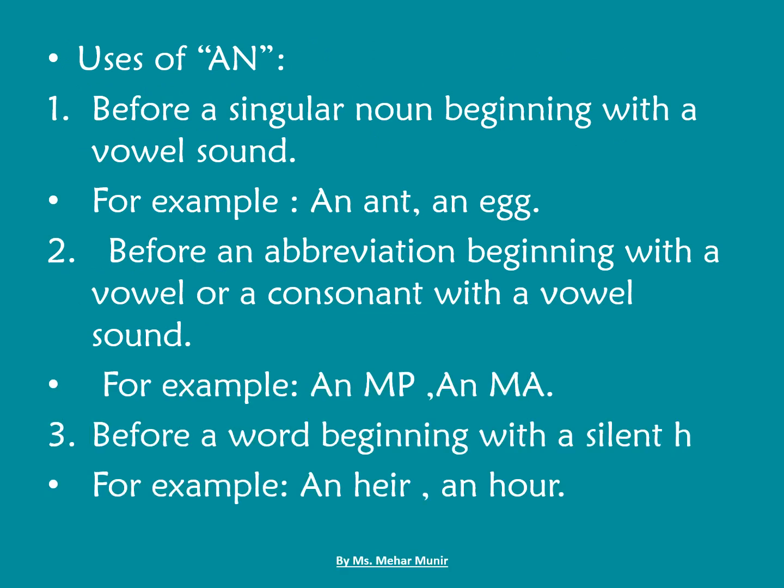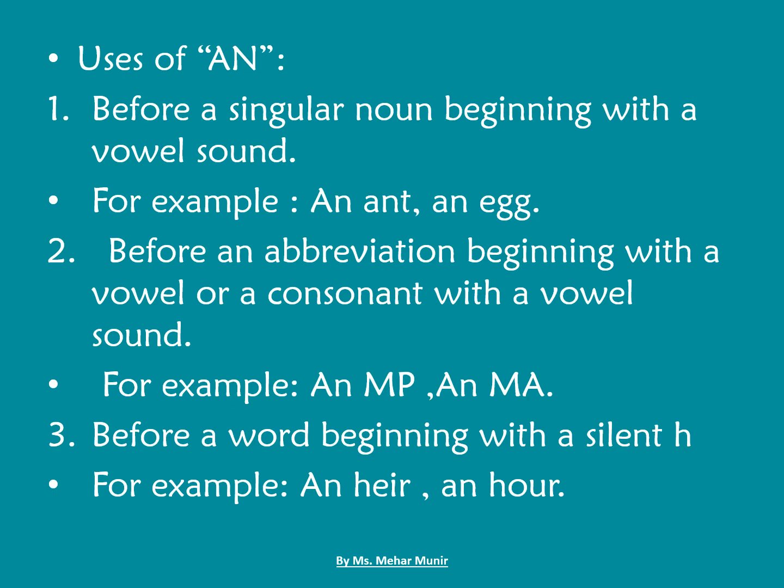Uses of an. Rule number 1. Before a singular noun beginning with a vowel sound. For example, an ant, an egg. When we are speaking with the sound of a vowel, we will use an. Rule number 2. Before an abbreviation beginning with a vowel or a consonant with a vowel sound. So basically it means that when a vowel sound is coming up, we will use an.